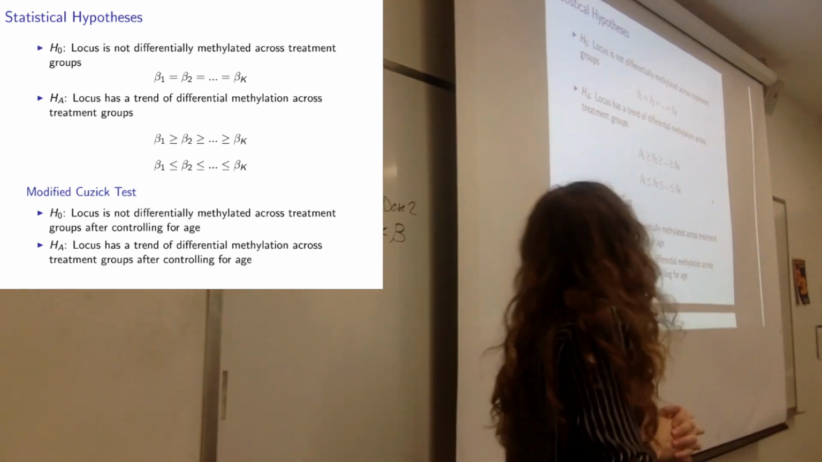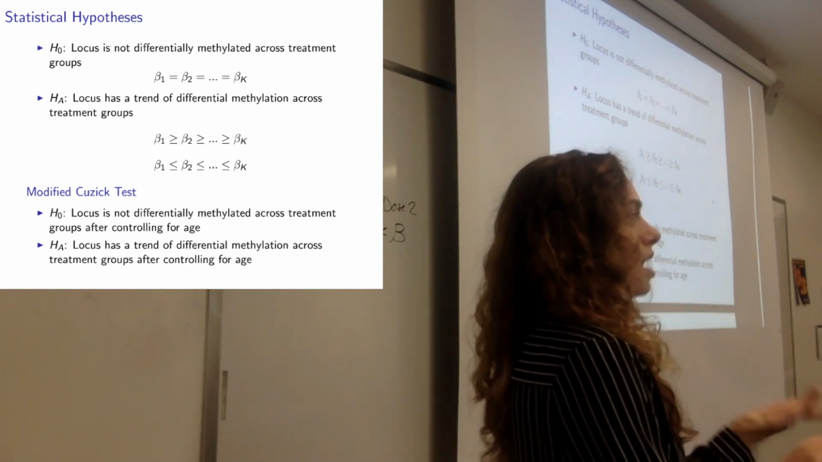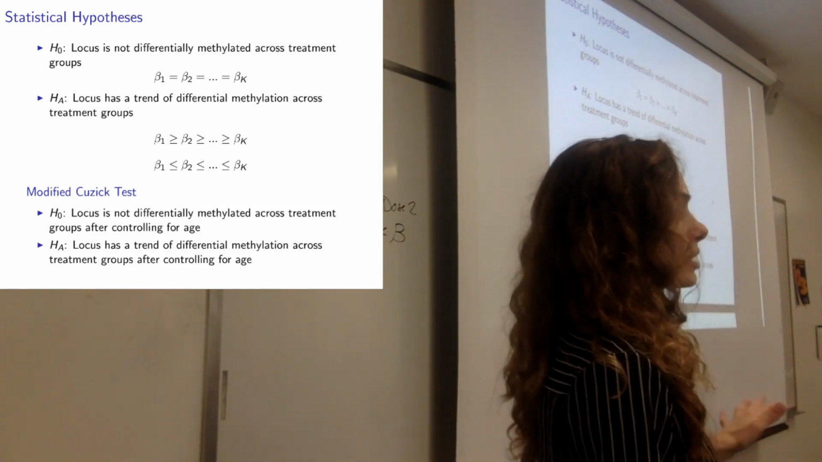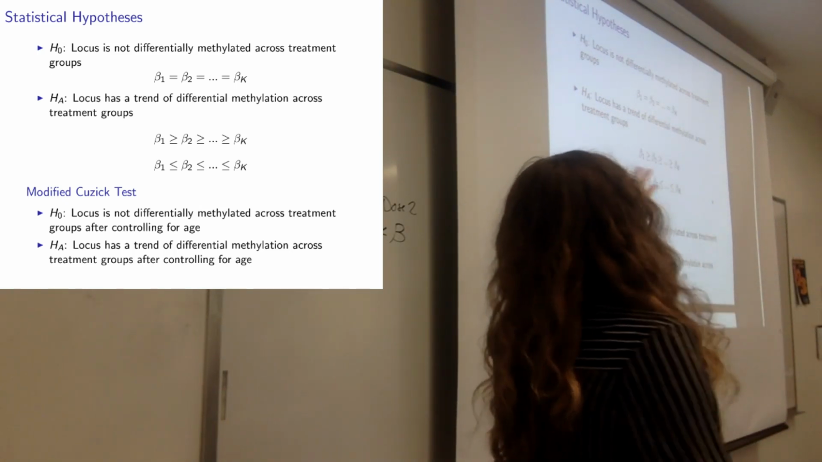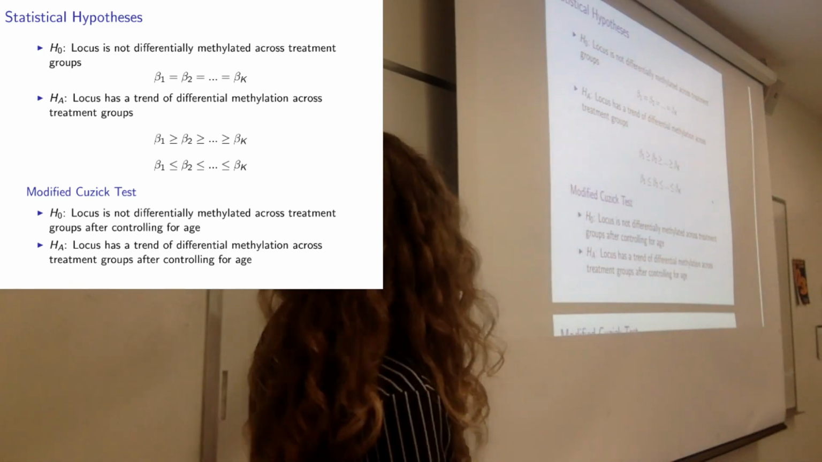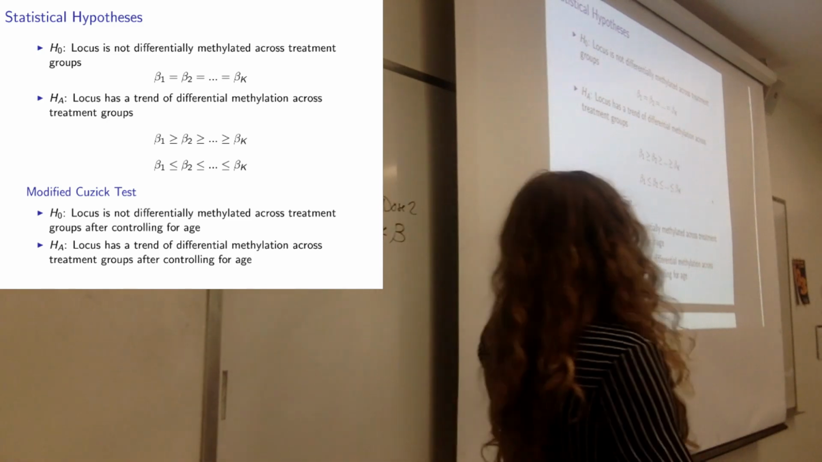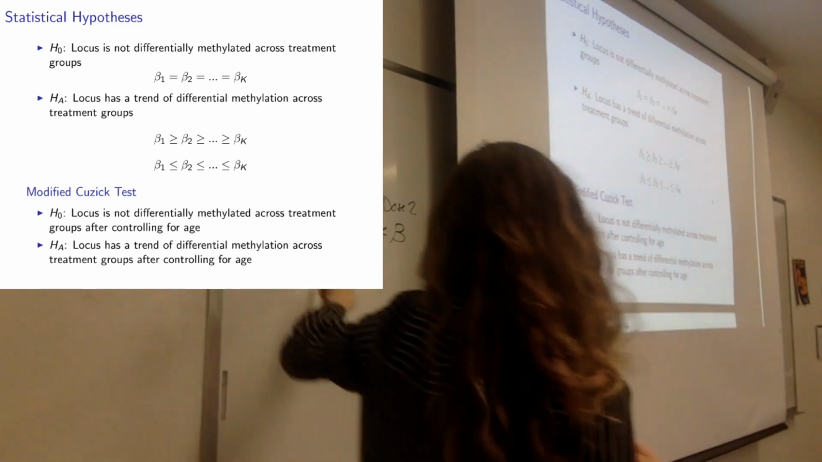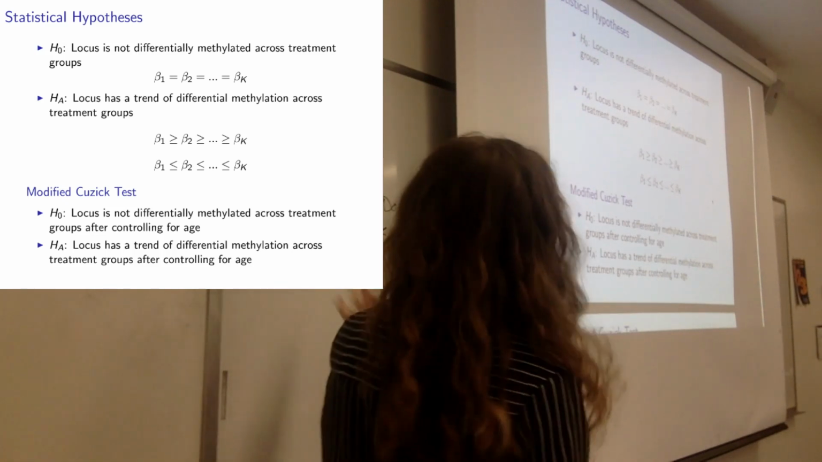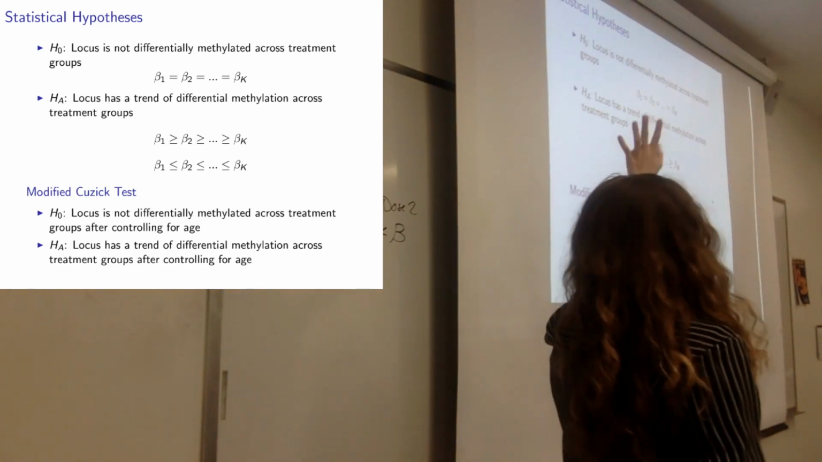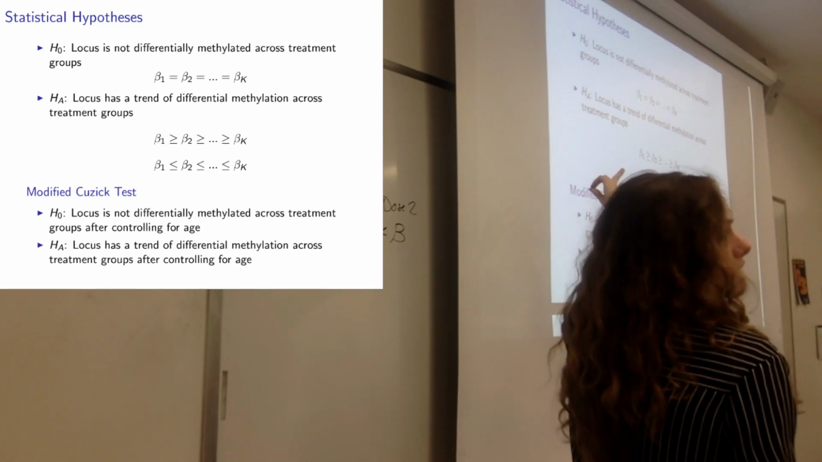Okay, so the hypotheses based on this test. Your null is that a locus is not differentially methylated across treatment groups. And this is for the basic test that they aren't adjusting yet. And so that means you're assuming that under the null, the beta values at each of these treatments are the same. And then the alternative is that there's a trend. So like we had already said, either beta 1 is less than beta 2, less than beta k, or the opposite. And so you're testing equal versus one of these directions. So this is actually a one-sided test.